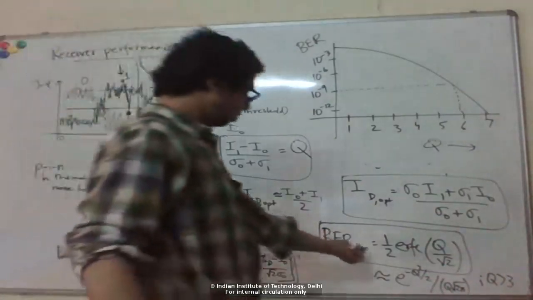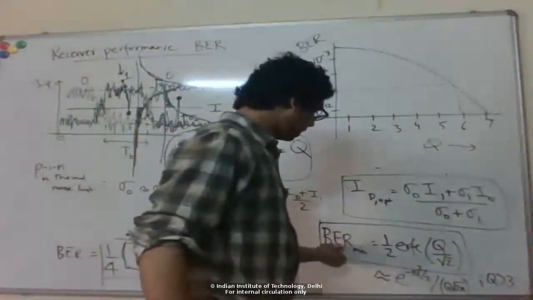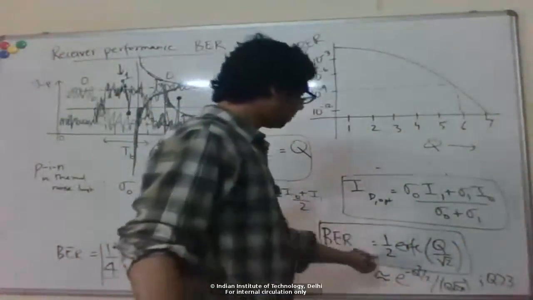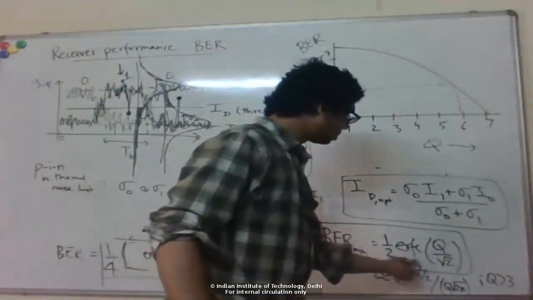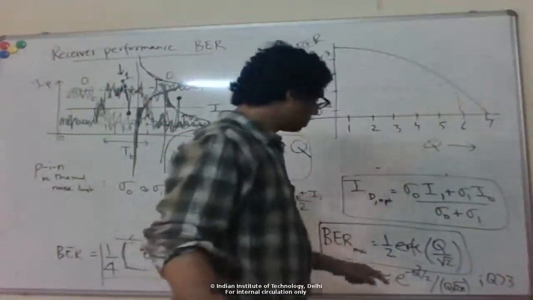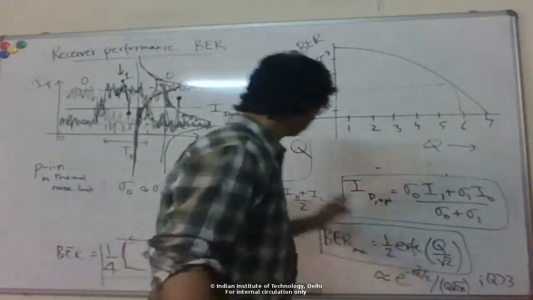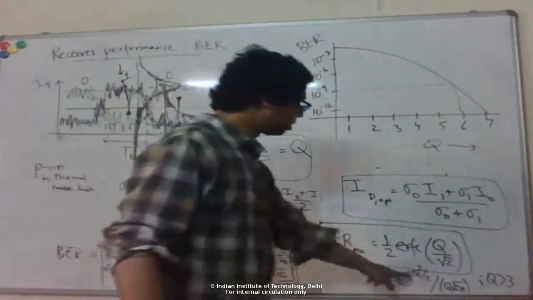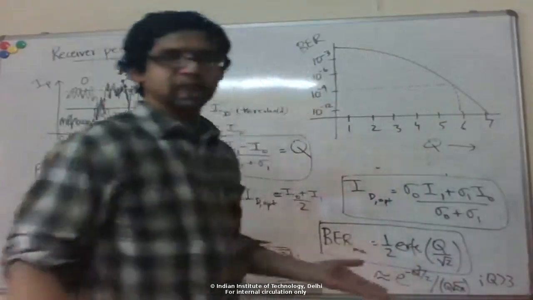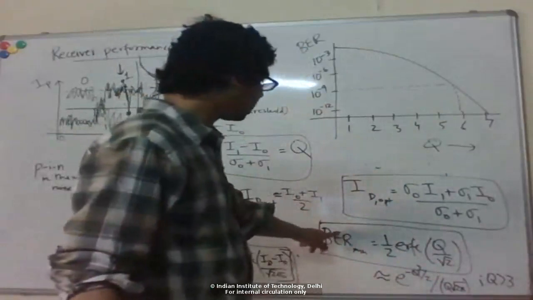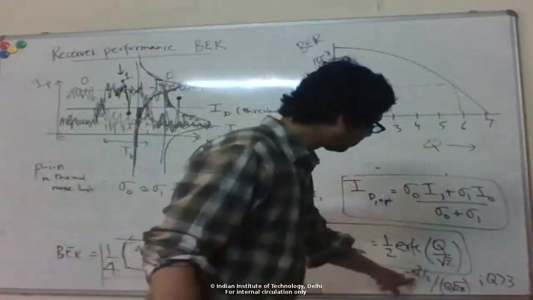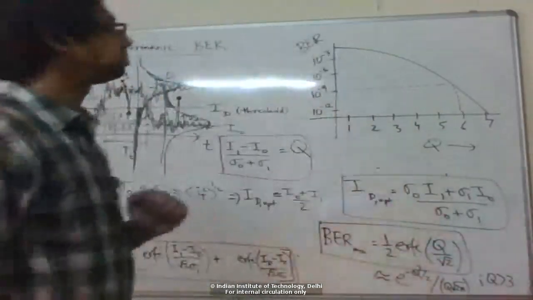So basically this is telling you the dependence of the BER on the SNR. It's some exponential or Gaussian-like dependence, because we said Q is something like the square root of the SNR. So Q square is something like the SNR. So you can see that the BER is falling exponentially with increasing SNR.